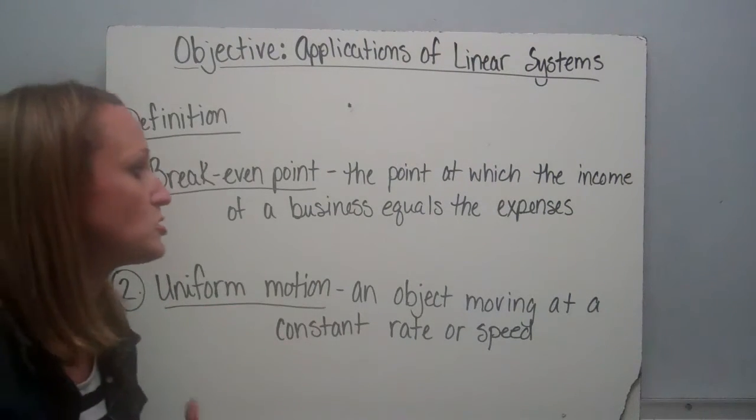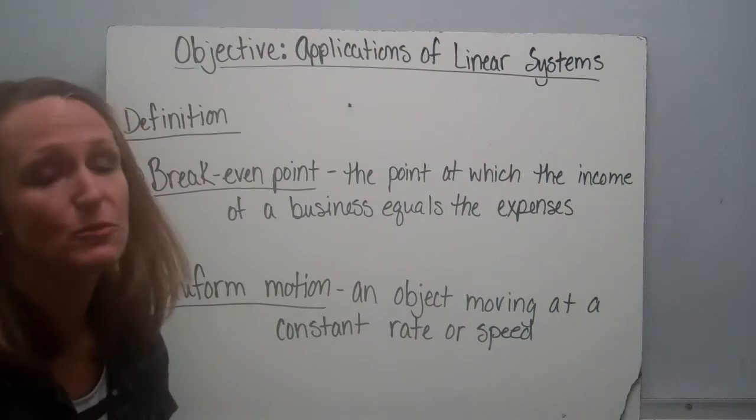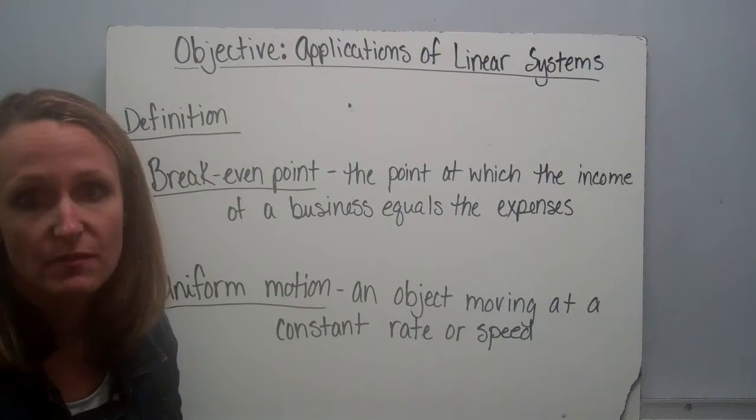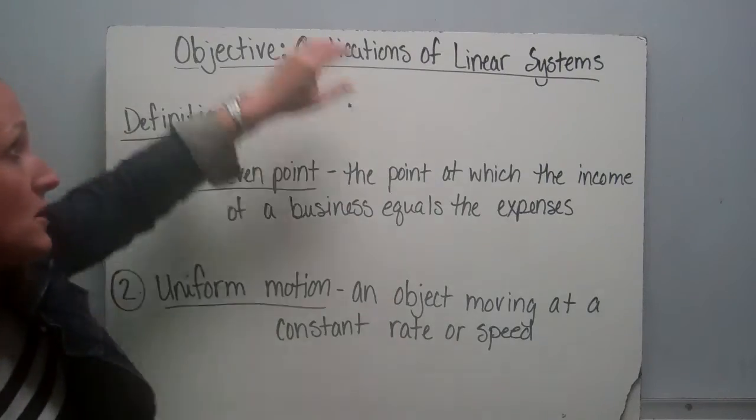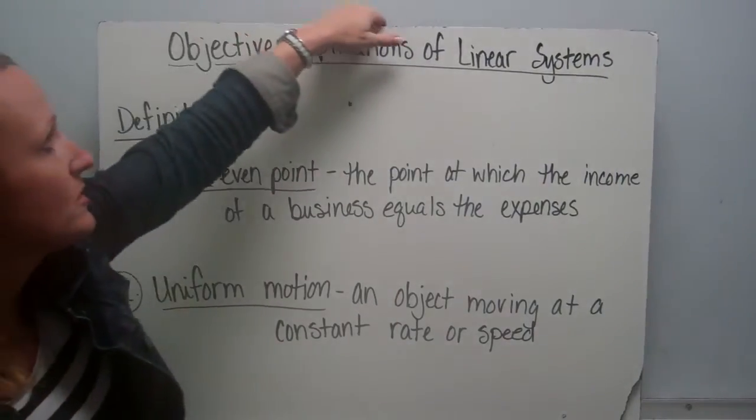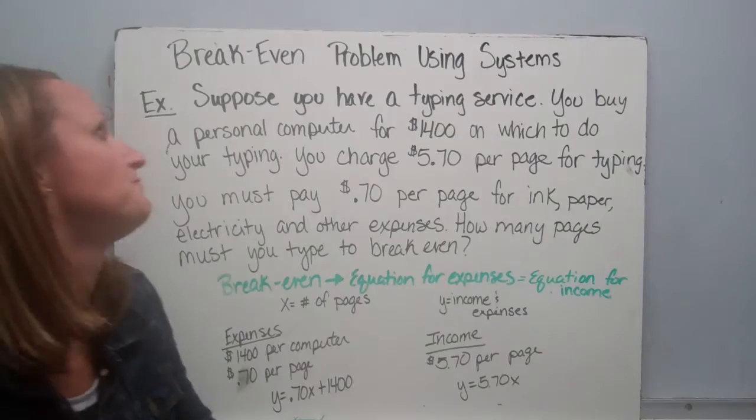Another thing is uniform motion, and this is where an object is moving at a constant rate of speed. These are two examples of times when you would use systems of equations to solve problems. So let's look at some examples of these problems.